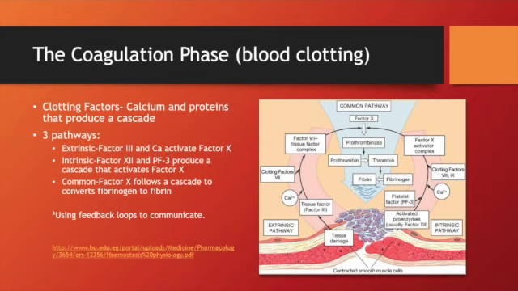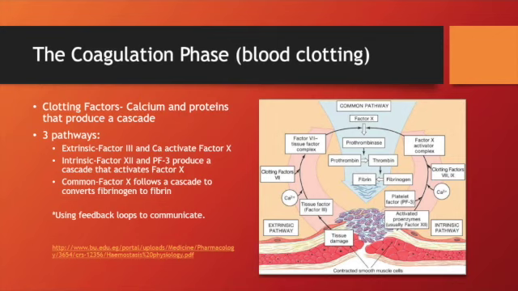There are three important pathways that are involved in the coagulation phase. The first is the extrinsic pathway, which combines factor 3, or tissue factor, with calcium to trigger factor 10 of the common pathway. Another pathway is the longer intrinsic pathway, which typically starts with factor 7 and combines with PF3 to continue its cascade and also lead to the activation of factor 10 of the common pathway.